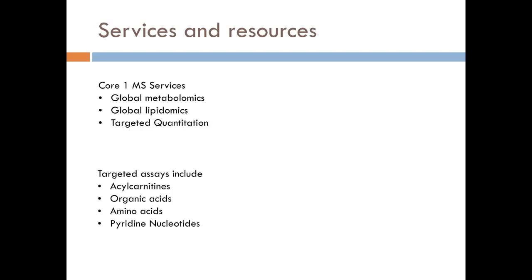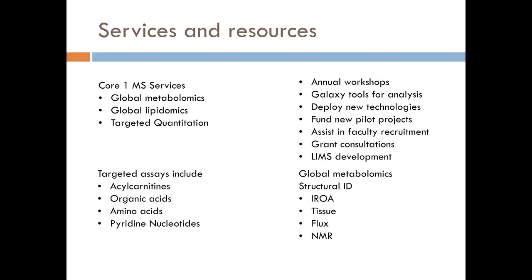Some of the services that we offer, of course, are global metabolomics, which is profiling hundreds to thousands of metabolites in a single sample, as well as lipidomics, which looks at the more non-polar part of the metabolome, including a variety of classes of lipids that you'd want to detect. And of course, targeted quantitation. Targeted quantitation includes many different assays, but some examples are acyl-carnitines, organic acids, amino acids, and pyridine nucleotides. Some new ones are measuring 1-carbon metabolism, as well as mass spectrometric measurement for DNA methylation.